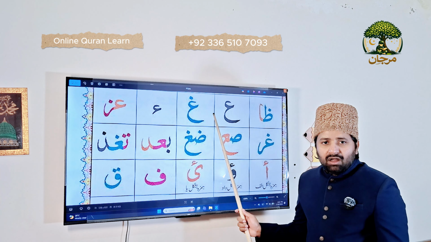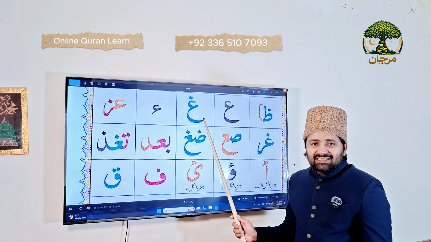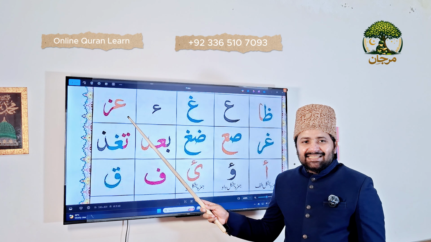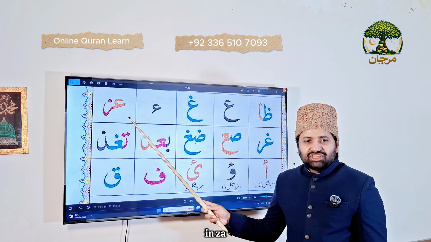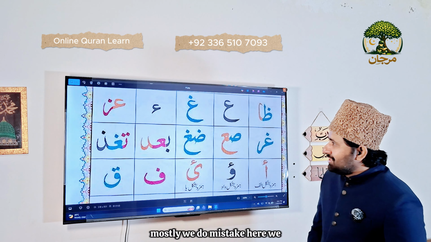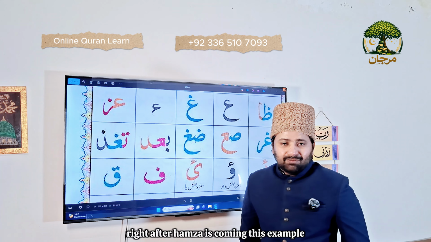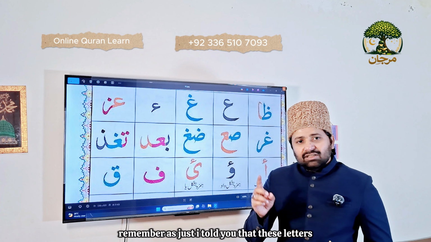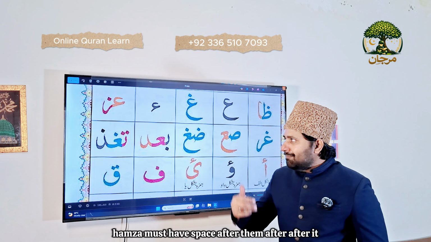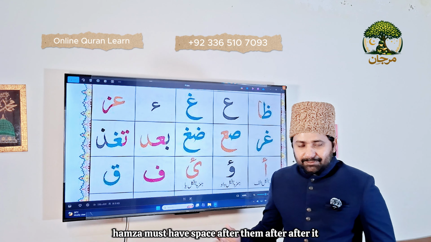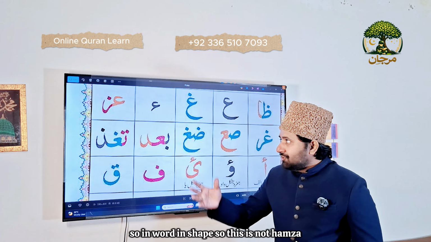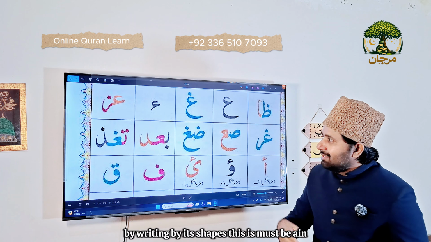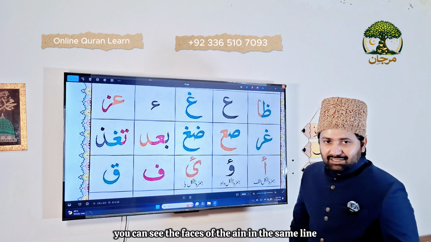Ain, ghain, hamza, ain, za. Mostly we make mistakes here. Right after hamza in this example, we read hamza and za. Remember, as I just told you, these letters must have space after them. Hamza must have space after it. So in the word, in the shape, this is not hamza because there is no space. It is merging by writing, by its shapes. This must be ain. You can see the faces of the ain on the same line.